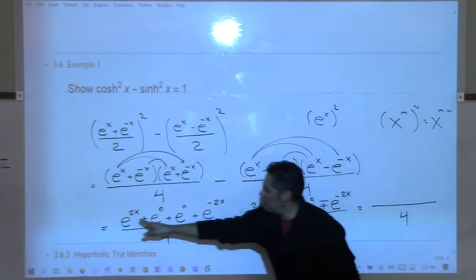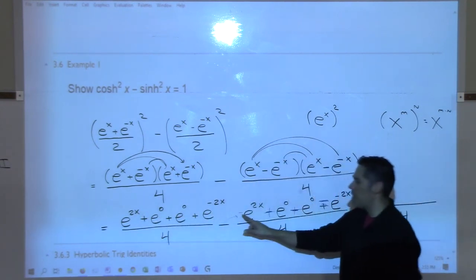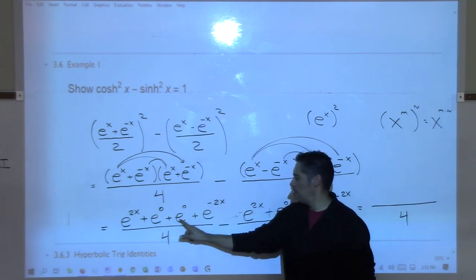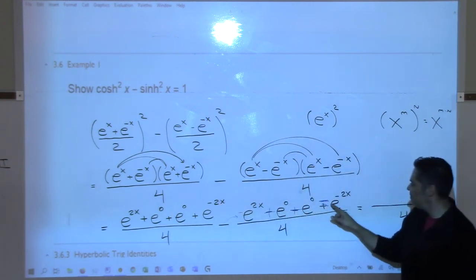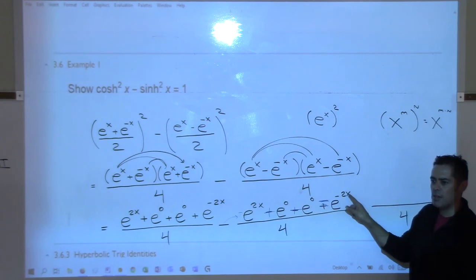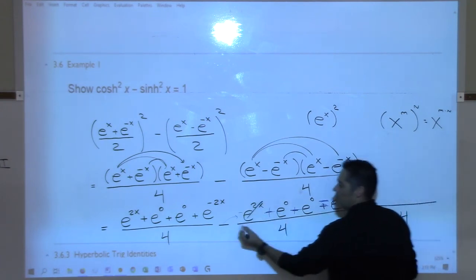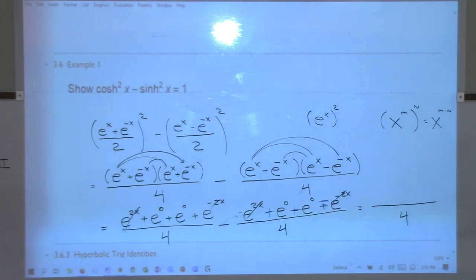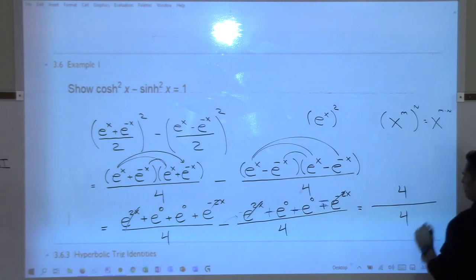I'll have e to the 2x, take away e to the 2x, gone. Those are gone. So these guys are gone. All you're left with is the e to the zeros. And how many of them do you have? You have 4 of them, right? So you have a 4 up here, and 4 over 4 is 1.